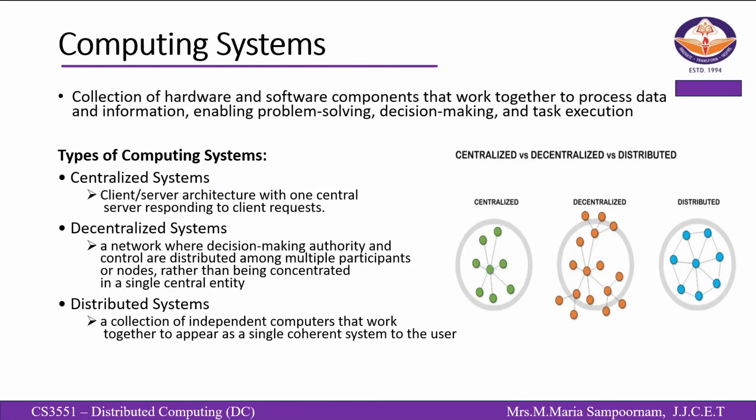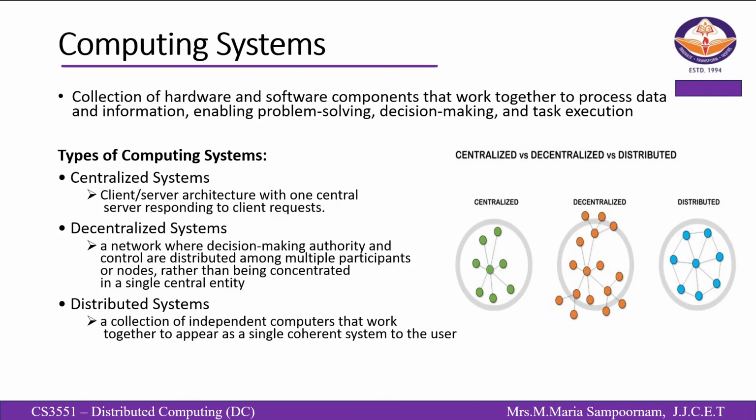The first is Computing System. Let us start by understanding what a computing system is. A computing system is a combination of hardware like computers, phones, and servers, and software like operating systems and apps that together perform tasks like processing the data, solving problems, and helping us to make decisions.